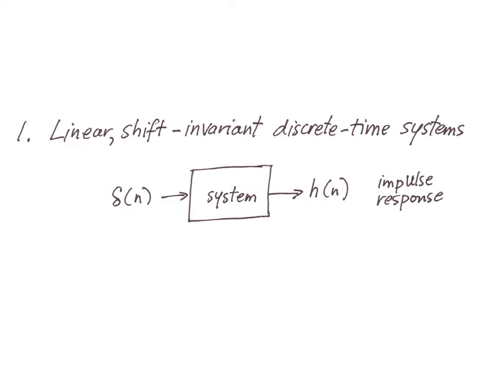So a sequence of numbers gets processed to produce another sequence of numbers. The first one only had one non-zero sample. Therefore, it's called an impulse. The output is called the impulse response.